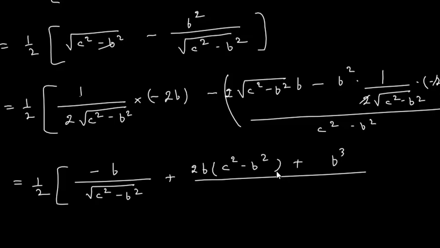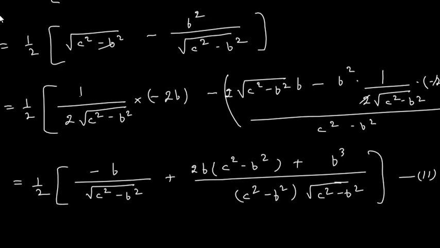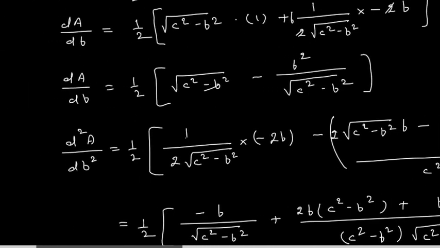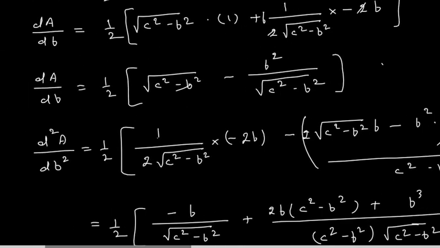Here this 2 and 2 is cancelled, so this cross multiplied, so we got 2 times, and whole divided by c square minus b square into root of c square minus b square. So this we consider as the second equation, and the first derivative that we got, we consider as the first equation. So this is our first equation and this is our second equation.